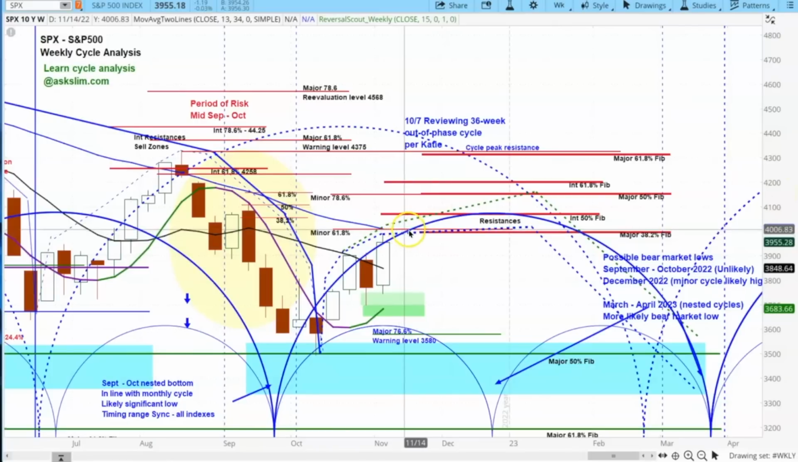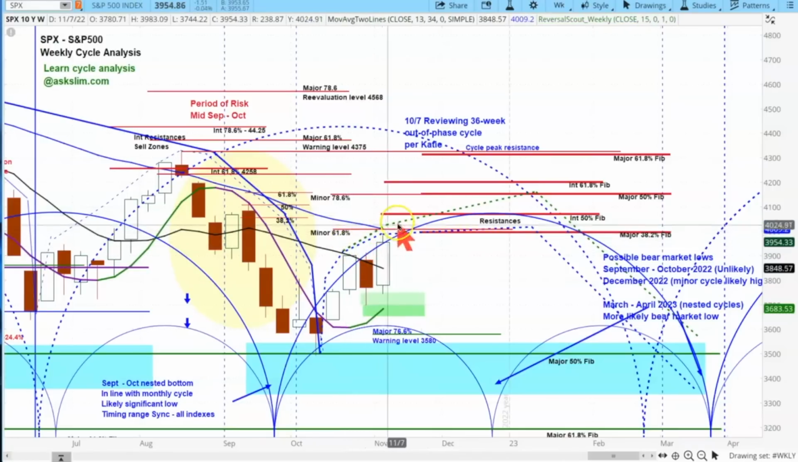Our target right up over here. See this major 38% right there? That target that we had right over there is at around 3,990. There is a minor 61.8 right over here. That's around 4,000, just over 4,000. So that was our first target. You see the market has gotten up close to it right there.